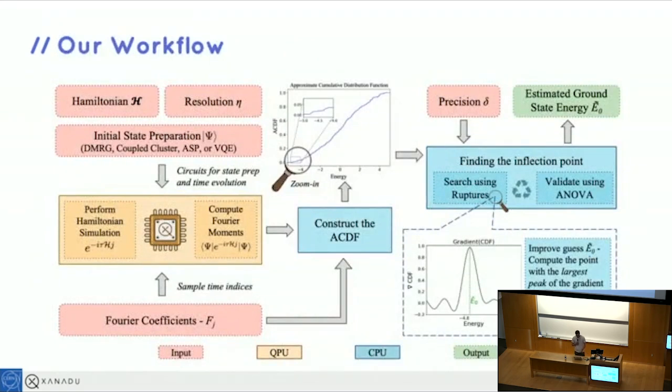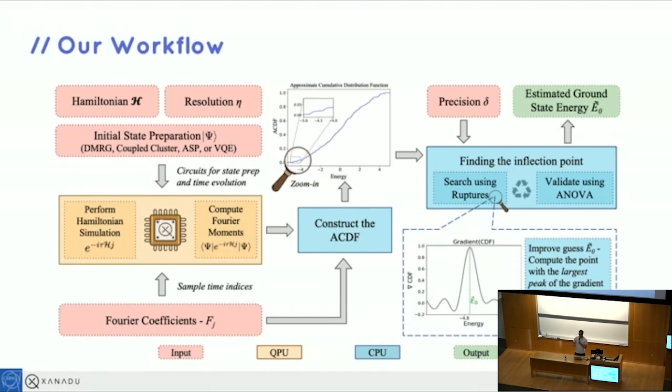Okay, so this is the general framework of this kind of algorithm. Really briefly, you have the initial state that comes in on the left, the Fourier coefficients on the bottom here, you sample time, you do a one-shot estimator of your Fourier moment, and then you add everything up, you have the CDF, and then you find the inflection point by using a binary search.